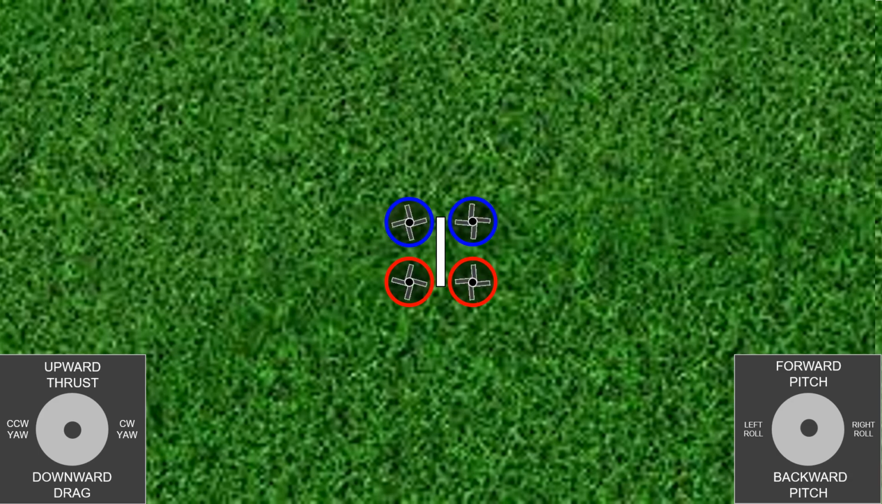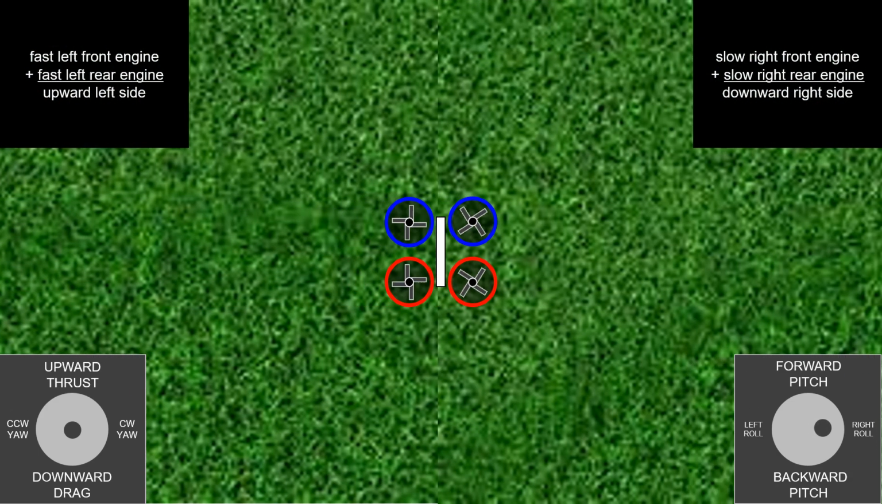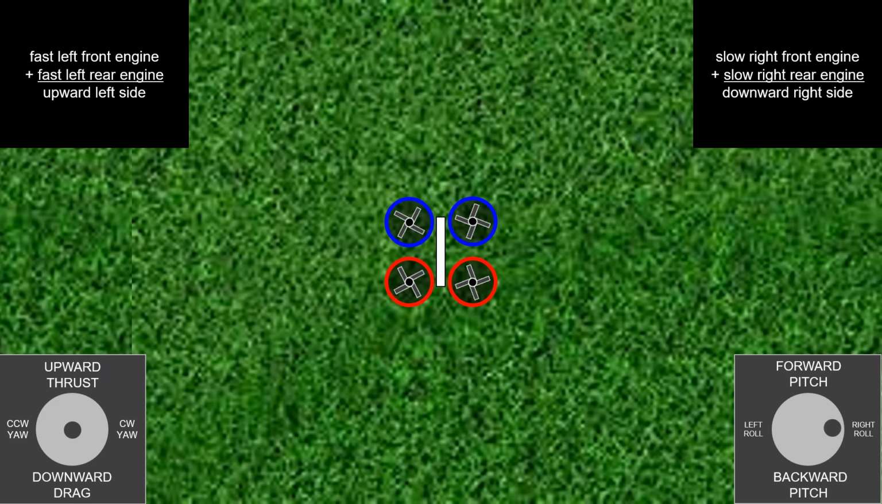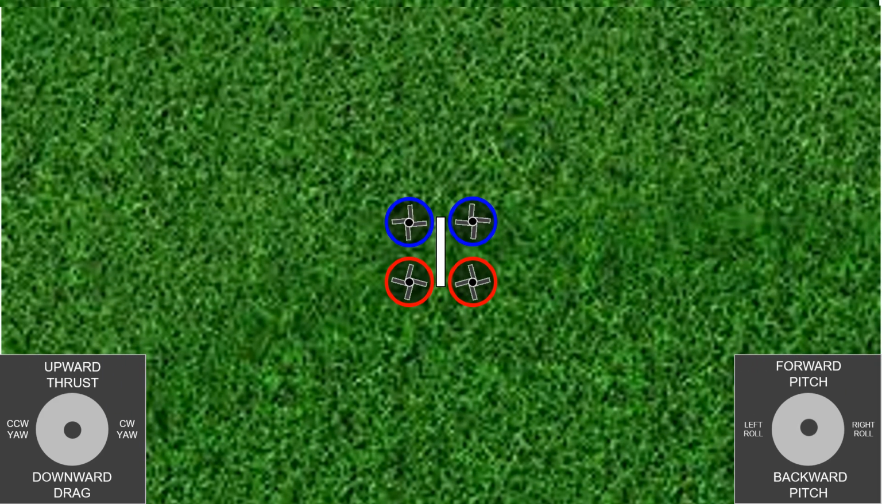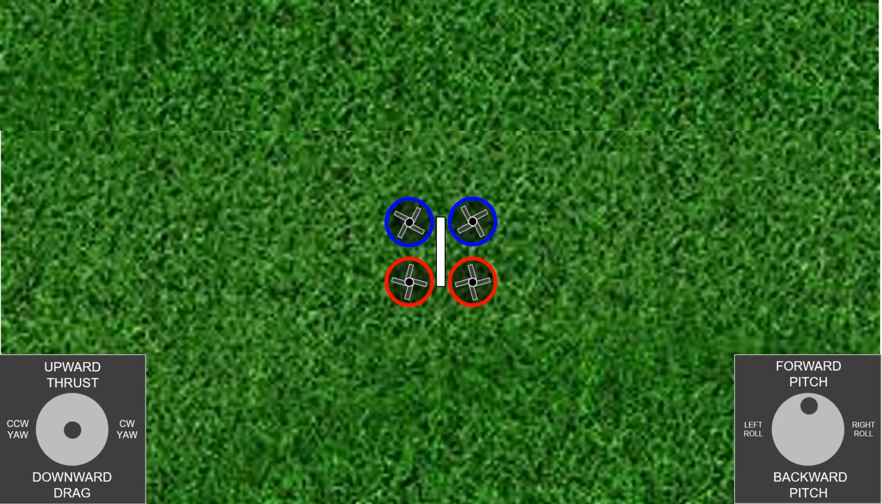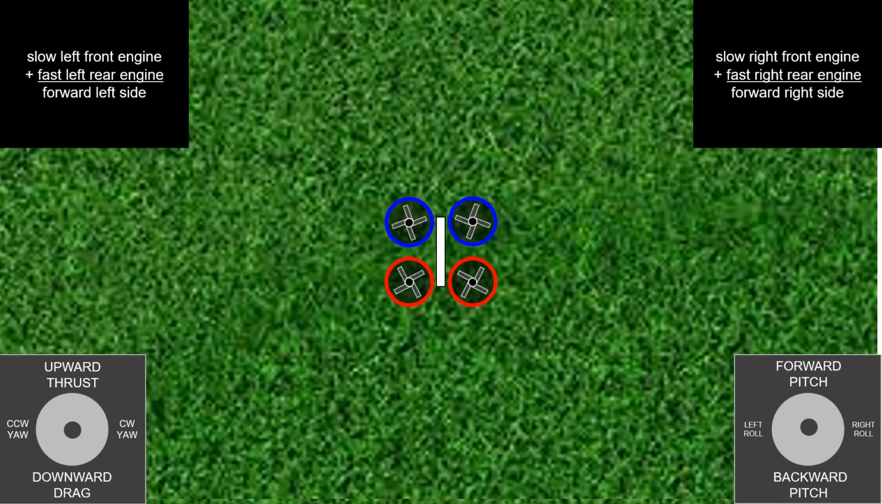For the quadcopter to move rightward, the left side propellers have to spin faster than the ones on the right side. For the quadcopter to move forward, the posterior propellers have to spin faster than the anterior ones.